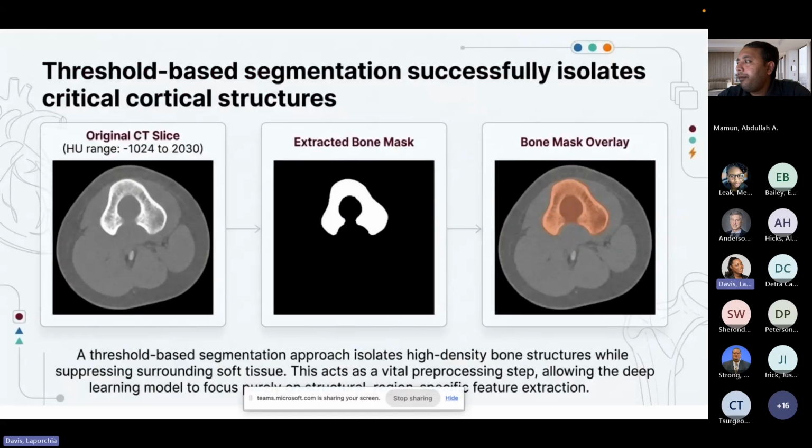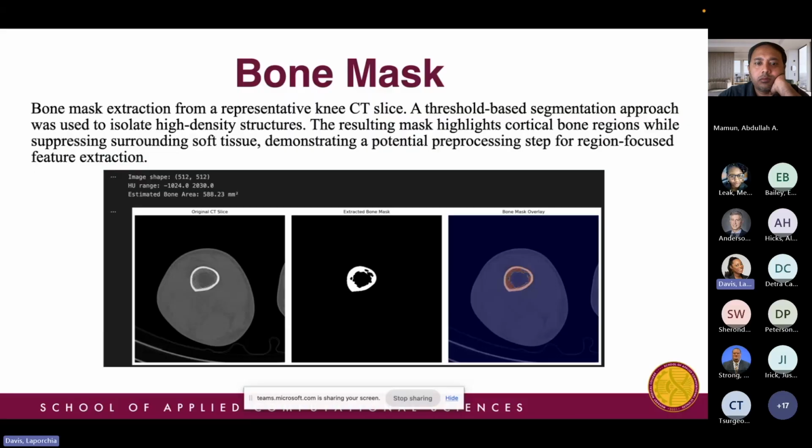Jumping into the bone segmentation, I applied a threshold-based segmentation to isolate the bone. It removes soft tissues and allows the model to focus more on the structural bone features, improving the extraction. This slide shows the actual CT image that I used.